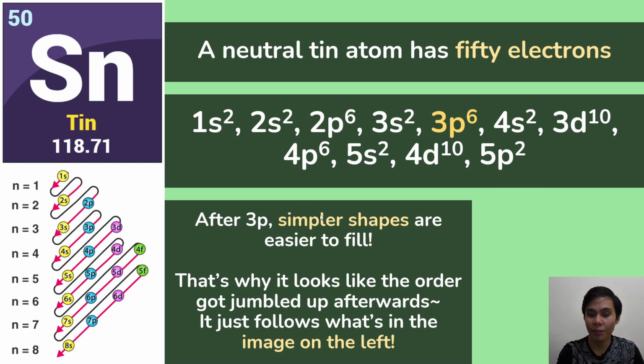So again, after 3p, the simpler shapes are easier to fill. That's why the order seems like it got jumbled up. We have 4, then 3, then 4, then 5, then 4, then 5. That's again because of the Aufbau principle. Again, in this kind of diagram.